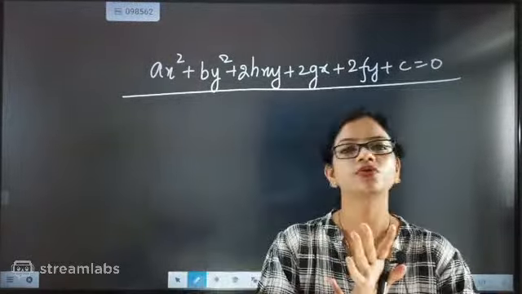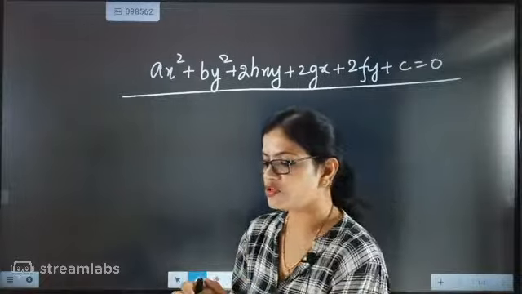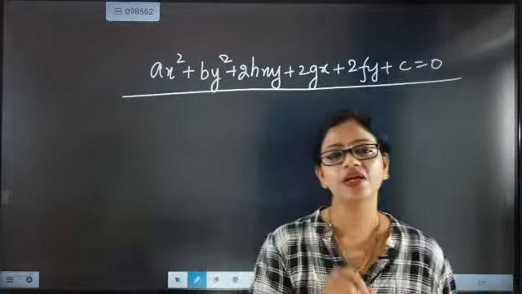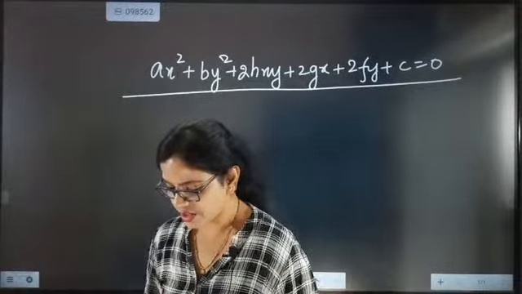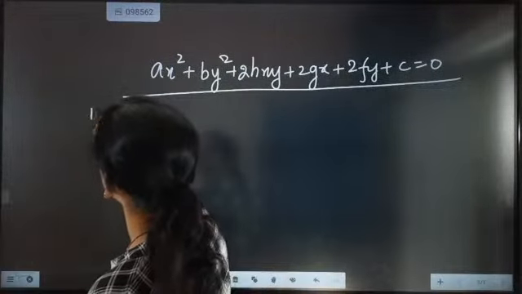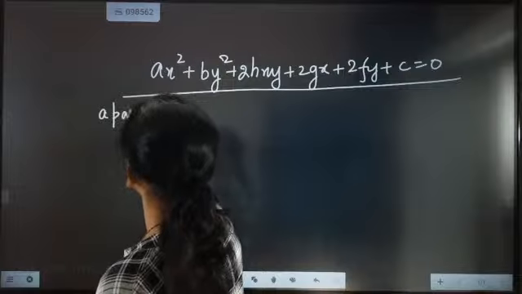Now from this general conic equation we can get a pair of equations for a pair of straight lines. We can get different types of equations. So when can we get a pair of straight lines? We are going to see one equation. That part is going to be written as the condition when we will be getting a pair of straight lines.